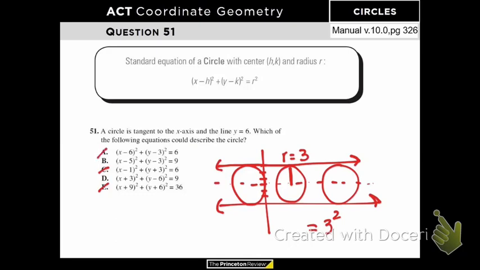So these 3. So now I just need to see between the two that are left, which one makes sense to be the center. This one would have a center at positive 5, positive 3. This one would have a center at negative 3, positive 6. So at 5, 3, that would make sense because it's on that line at 3, right? Negative 3, 6 would not make sense to be the center of the circle. So the right answer here is B.